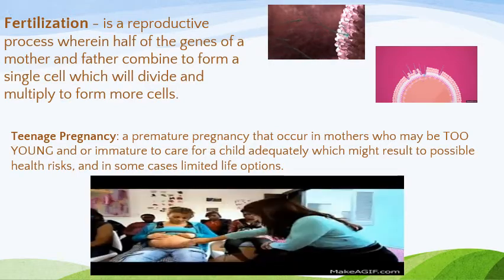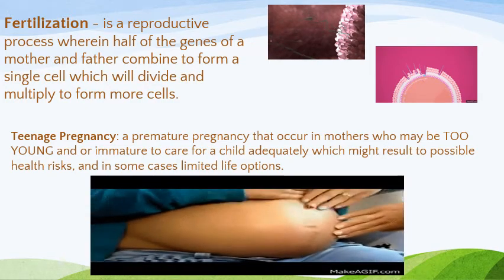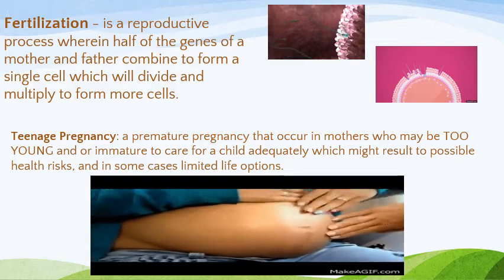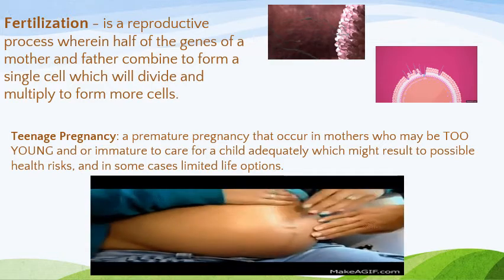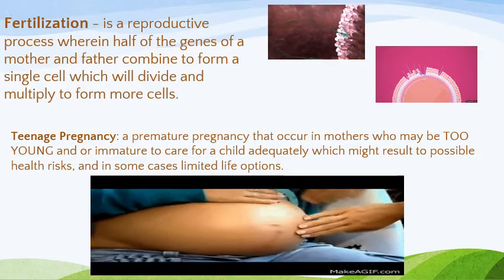As you remember in our previous quarter, we discussed that one problem encountered by teenagers is teenage pregnancy. Teenage pregnancy is a premature pregnancy that occurs in mothers who may be too young and or immature to care for a child adequately, which might result in possible health risks, and in some cases limited life options.